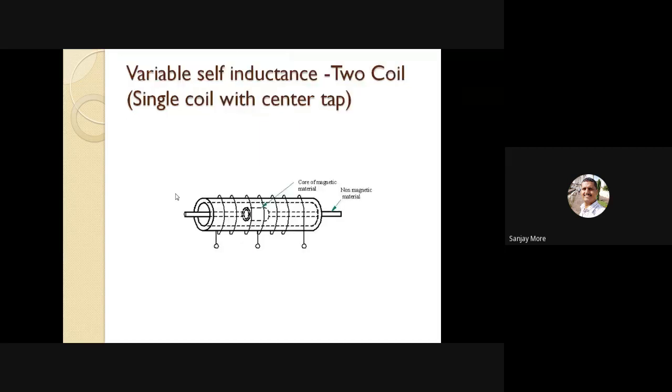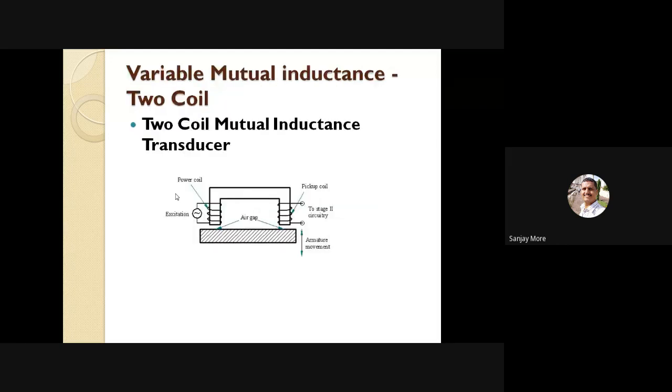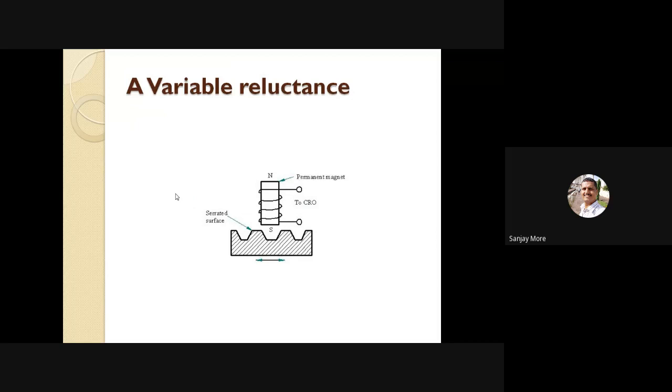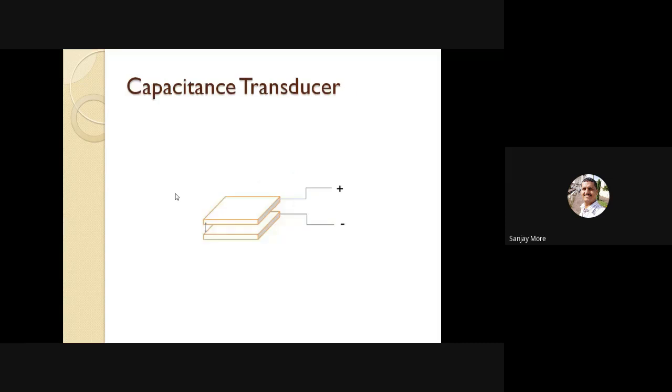Then variable self inductance, two coil, that single coil with center tap. Then variable mutual inductance, two coil. Then a variable reluctance. See only diagrams. No description is required. Capacitance transducers. These are the electrical transducers.